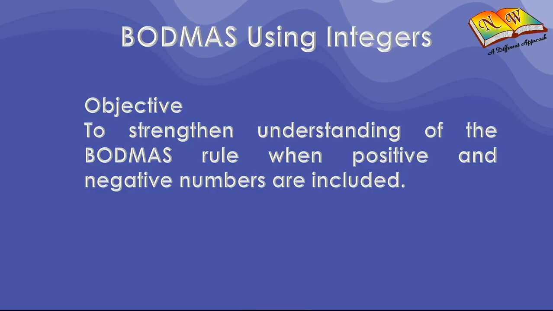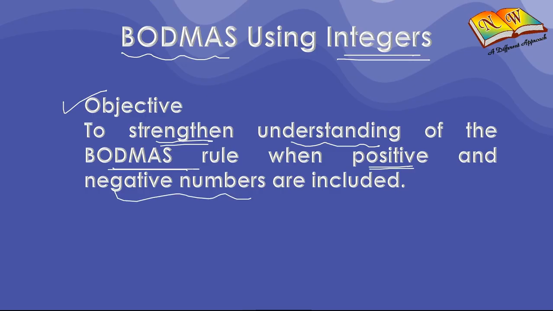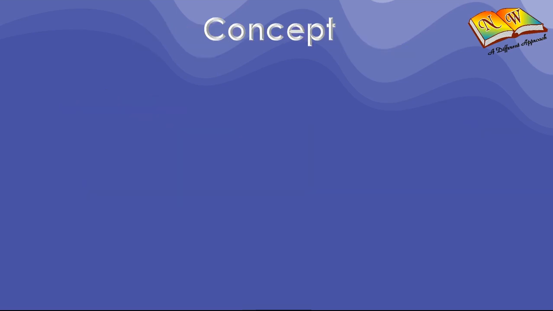In this activity, we will be studying the BODMAS rule as applied to integers. The objective of this activity is to strengthen the understanding of the implementation of the BODMAS rule on positive and negative numbers. Let's see what is the concept of this activity.